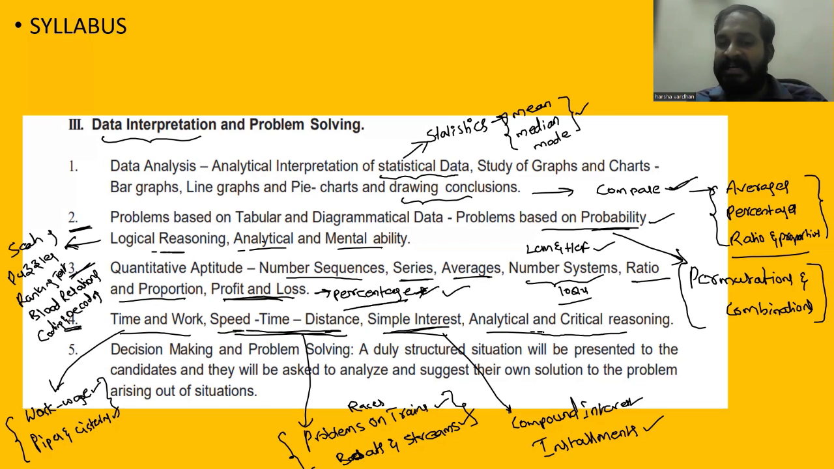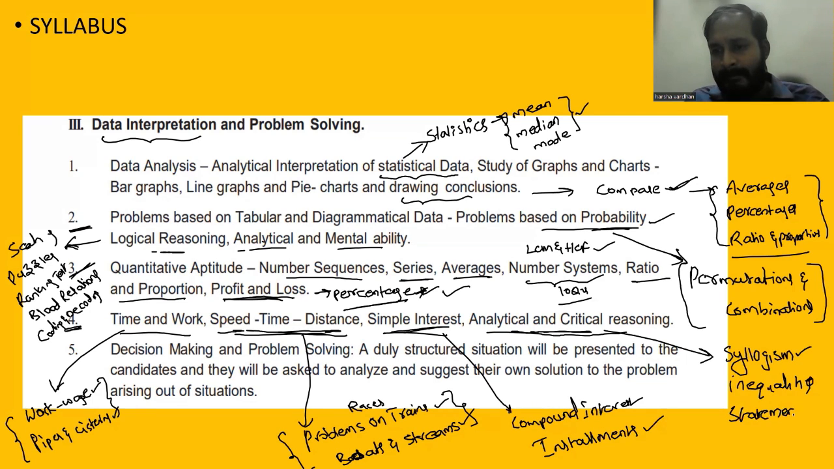Next, analytical and critical reasoning. See, this area is nothing but syllogism, or else we will have inequalities, statement and assumptions. All these concepts come under analytical and critical reasoning. They may ask anything from this one. Under this one, we will get statement and assumptions.